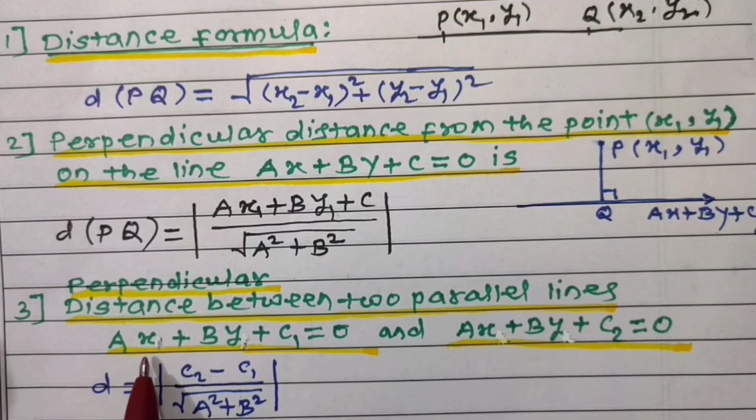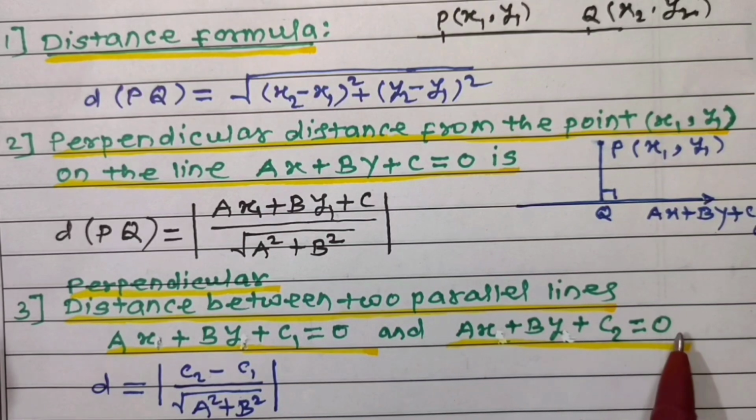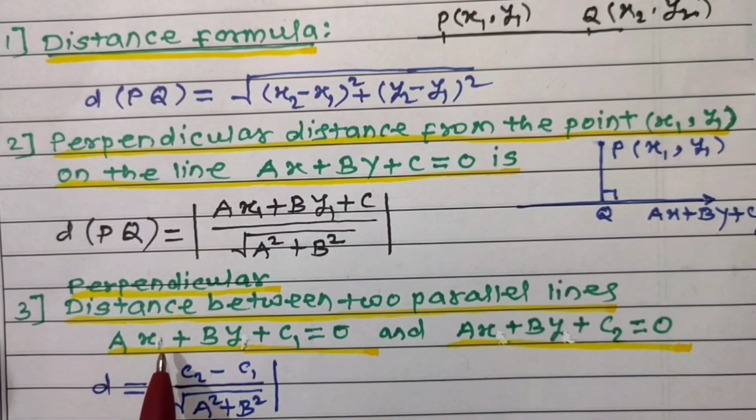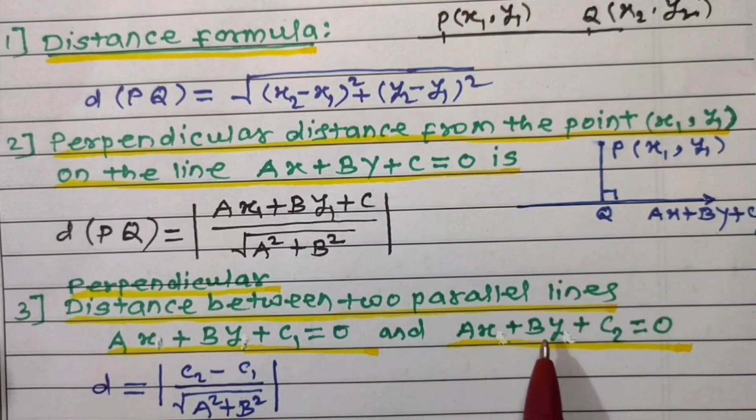Line 1 is ax plus by plus c1 is equal to 0, and line 2 is ax plus by plus c2 is equal to 0. These two lines are parallel to each other. Meaning of this, the coefficient of x of line 1 is equal to the coefficient of x of line 2, which means a is equal to a, and the coefficient of y in line 1 is equal to the coefficient of y in line 2. Meaning of this is b is equal to b.